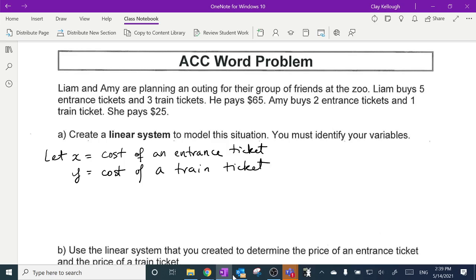There you go. Yes, you have to actually do this. If you don't do what I just did, it will cost you half a mark. So that's about the easiest half mark you're ever going to get from me. Now we have to actually create a linear system.